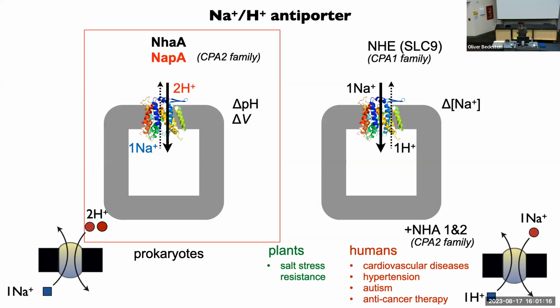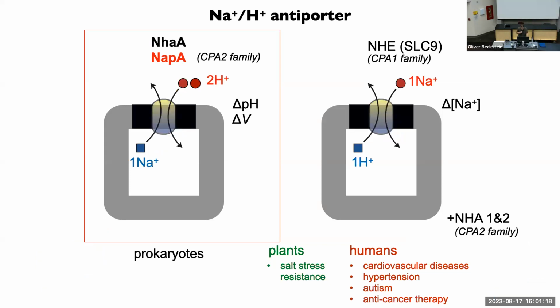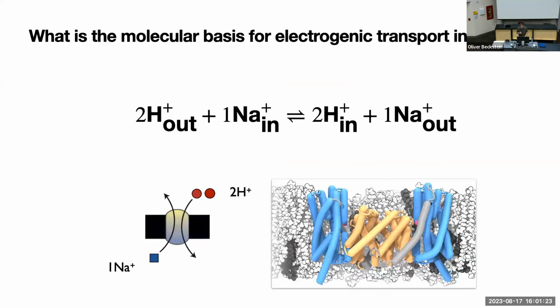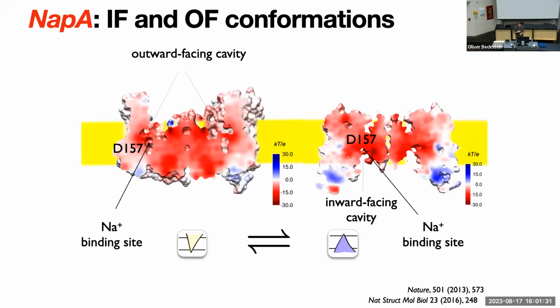And that's what I put in my NIH proposals. Basically, that's the same slide. So I said that for NapA, we know that 2 protons are moving in and 1 sodium is out. And for the structure, we have 2 structures: an outward-facing conformation and an inward-facing conformation.